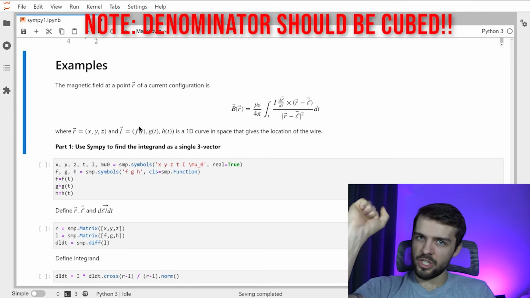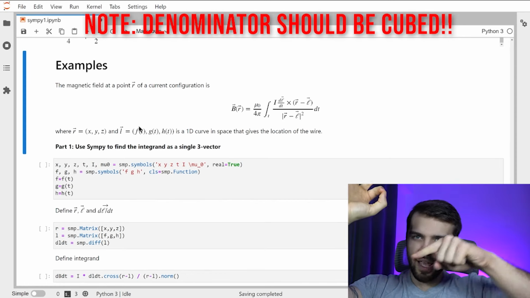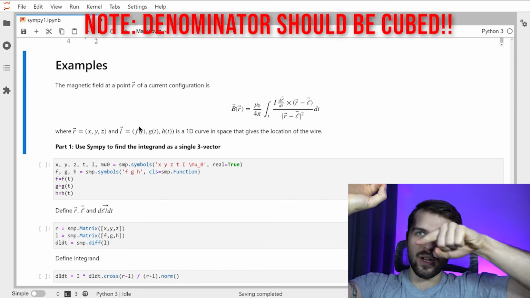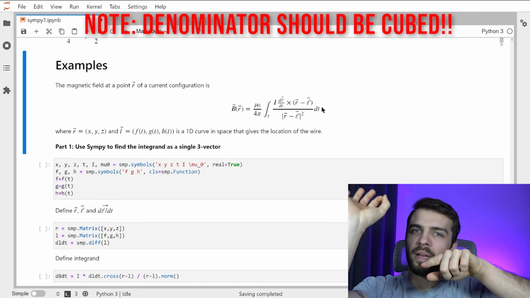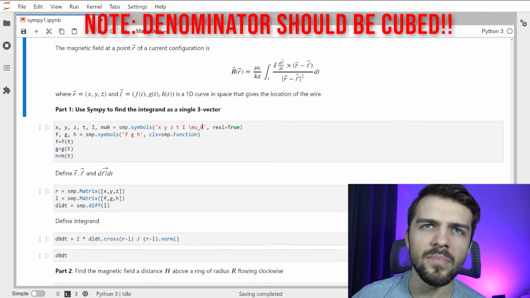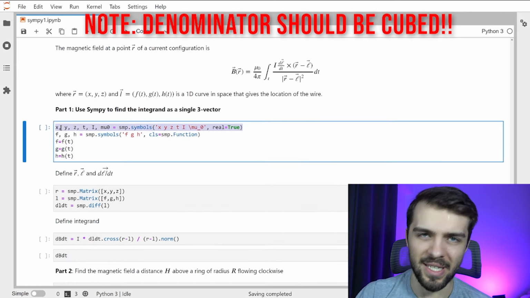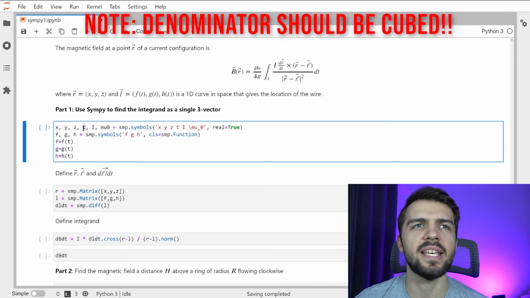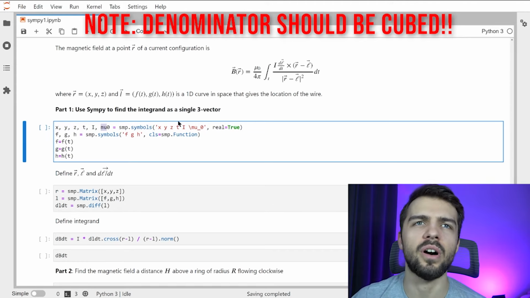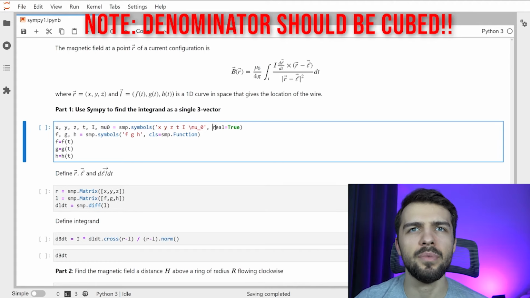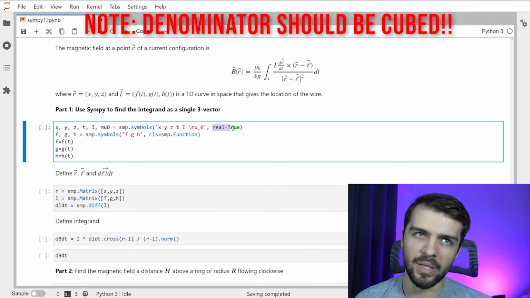R is constant. R is just your fixed point in space where you are, and L sort of goes along like this. And I'm integrating along L, and I'm finding this value at all different values of t, and I integrate, and I get the total magnetic field at this point. So here I define my symbols, x, y, z, that's my point in space. T is just the parameter, I is the current, mu naught is this physical constant out front. I have my symbols, these are all real, so I'm specifying what they are.